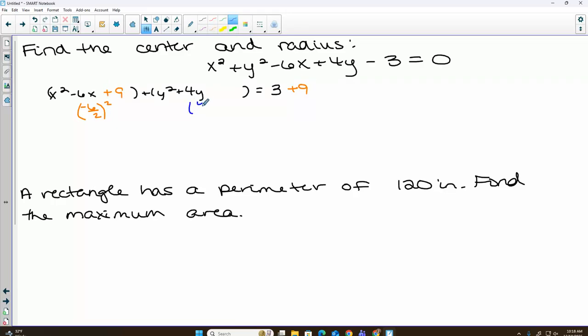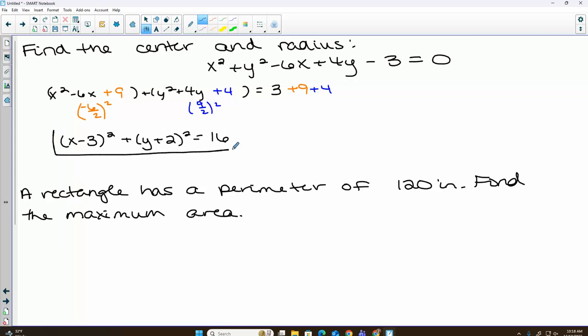This one you have 4 divided by 2 squared, so 2 squared is 4, so you add 4 to both sides. So this would factor into (x minus 3) squared plus (y plus 2) squared equals 16. So that's the equation. What's our center?